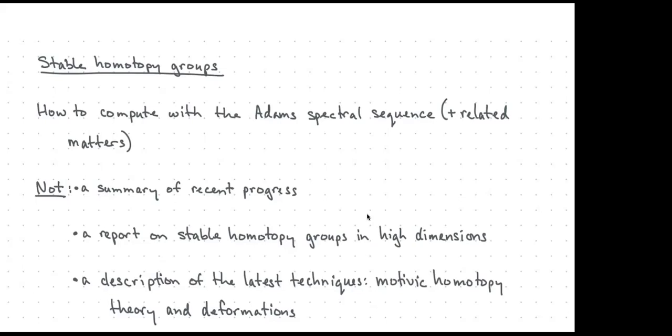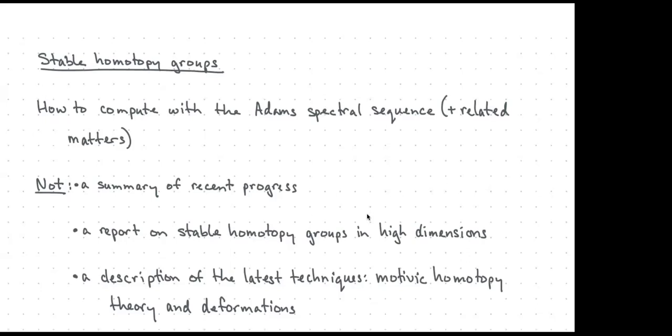Okay, so we are not going to be talking about recent progress. That's not the purpose of these 3 lectures, to talk about the latest and greatest techniques. It's not about stable homotopy groups in the highest dimensions that we currently know how to compute. It's none of that kind of current up-to-date research results. It's also not a description of the latest, most modern techniques, such as the use of motivic homotopy theory and the use of deformations of stable homotopy theory in order to study homotopy groups. Okay, this is all very interesting stuff. This is the stuff that I'm currently working on and making progress on, but that's not the subject of this series.